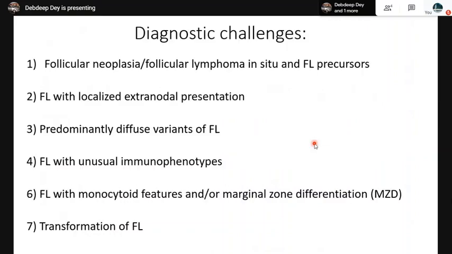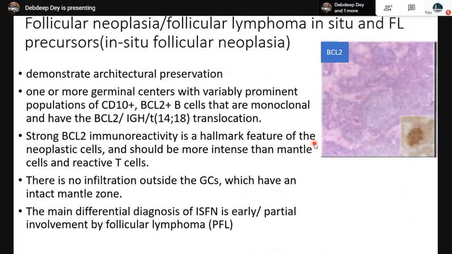But there are some diagnostic challenges, and I'll discuss them one by one. So the first one is follicular neoplasia, the follicular lymphoma in situ, or follicular lymphoma precursors. The main thing here is it will demonstrate architectural preservation. So there will be no effacement of the architecture. However, one or more germinal centers with variably prominent populations of CD10 positive, BCL2 positive B cells are present that are monoclonal and exhibit the BCL2 IgH translocation.